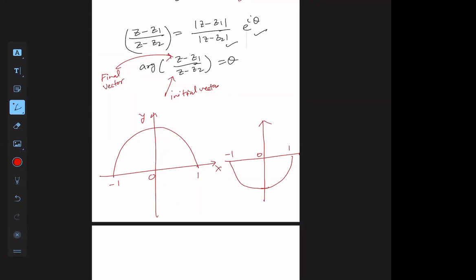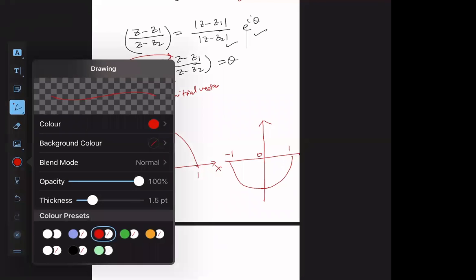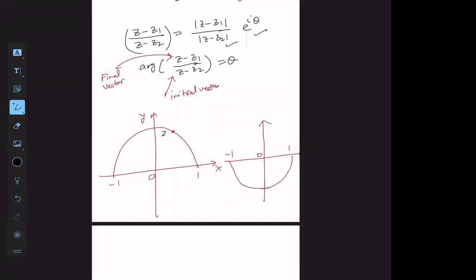So these are the two possible cases. 1 and minus 1 are the endpoints of the diameter. Now consider any point on this circle, on the half part of the circle. Let's say this is z. Now if I join this with 1, what is this vector? This will be the vector z minus 1. Understood? What will be this vector? This will be z plus 1.